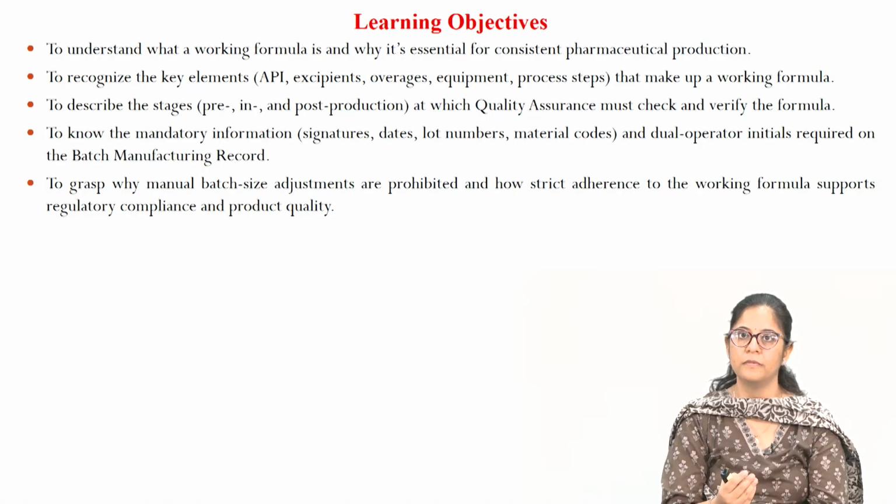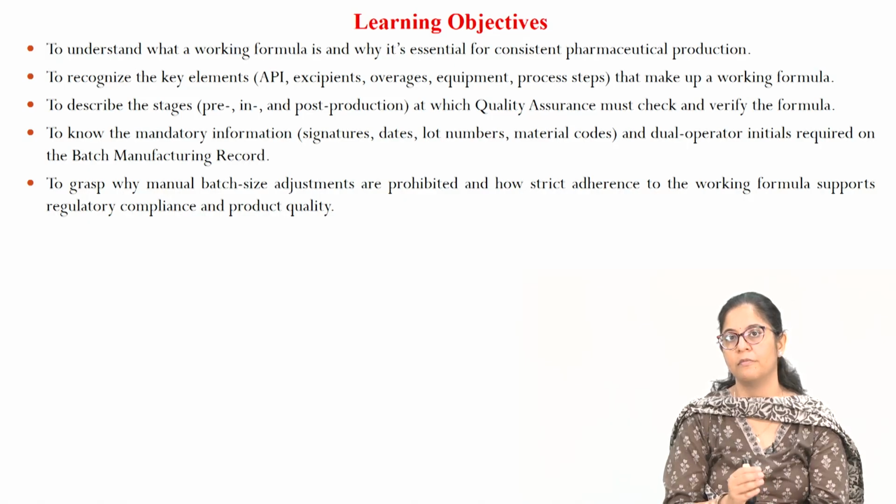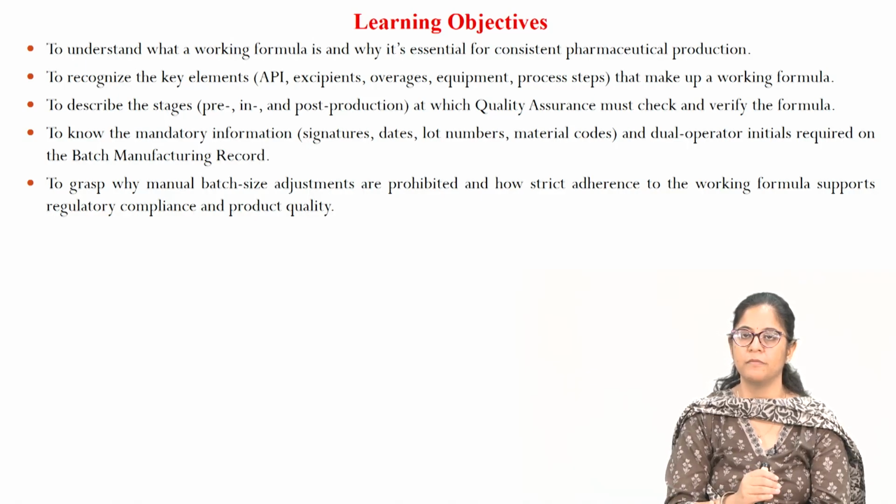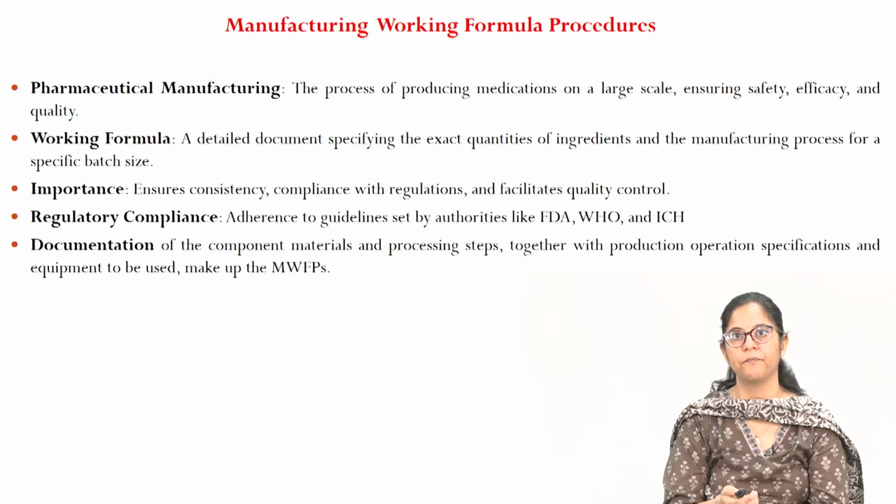Then the mandatory information, that is signature, date, lot number and material code, and dual operator initials, are required especially for the batch manufacturing records. And grasp why manual batch size adjustments are prohibited and how strict adherence to the working formula supports regulatory compliance and product quality.